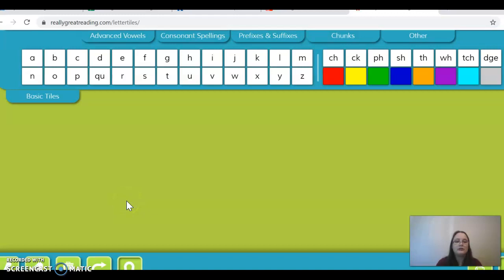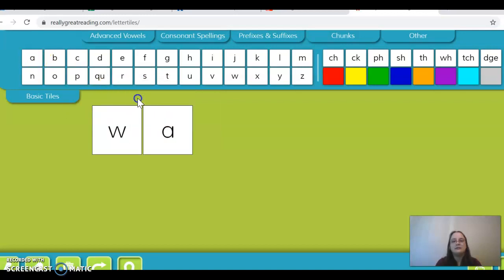Okay, so our next word is wag. I wag my tail. So maybe I'm a dog, okay? And I wag my tail. So we have w, w, a, our short A sound, w, a, g, g. That's our G sound.